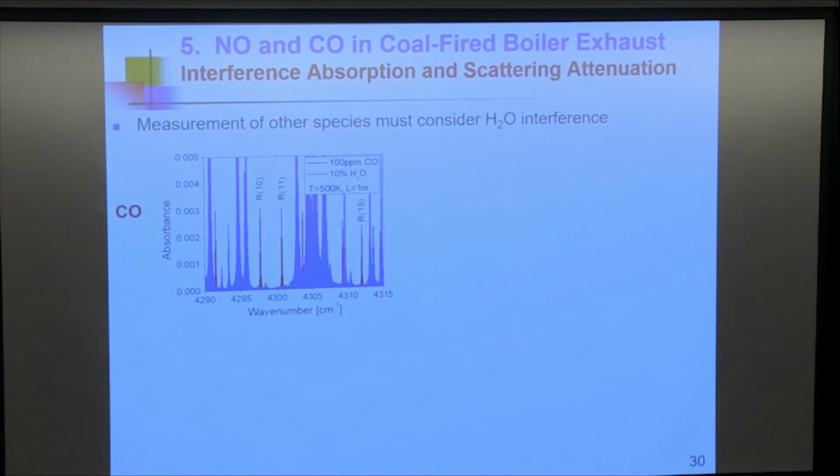So you calculate the spectrum, or you get it from HITRAN. You have to calculate it at the relevant temperature. The HITRAN database will be at 296 Kelvin, so you have to convert it to your temperature. You calculate the spectrum and you look for windows. So here's a couple of windows for CO.